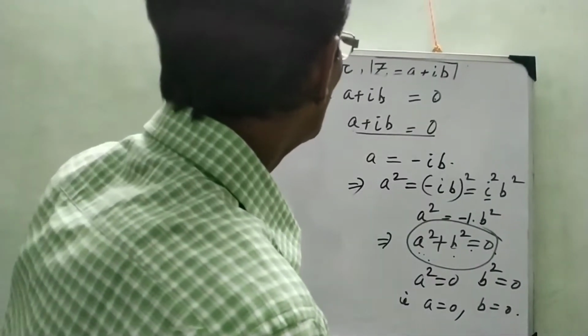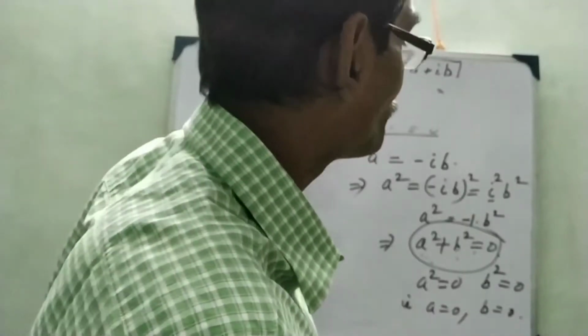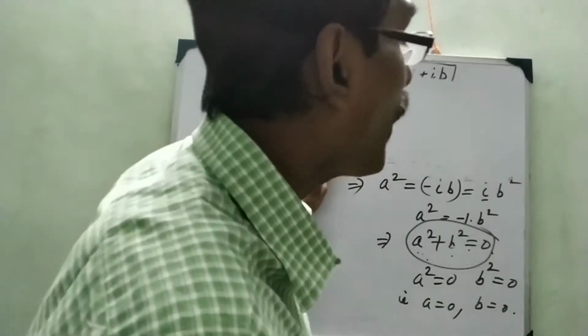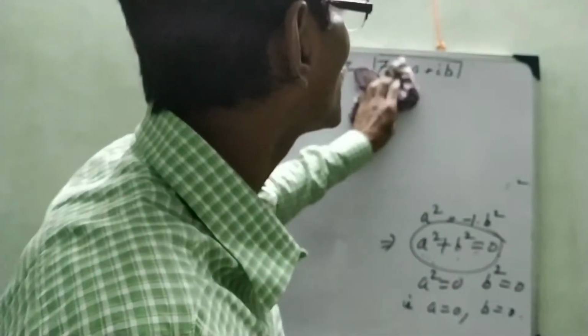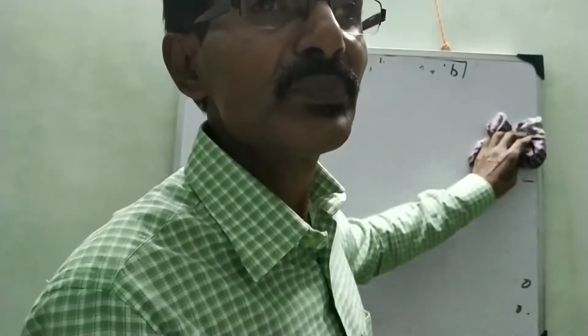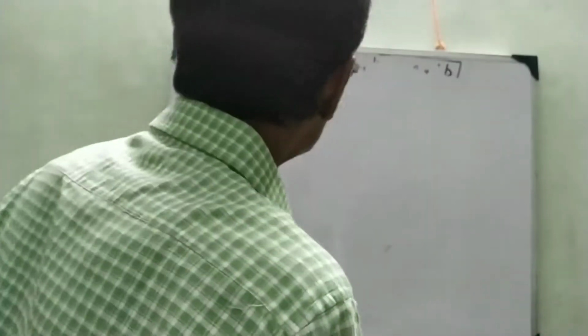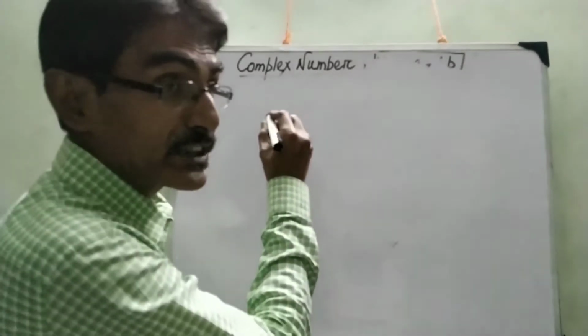When the application comes, we will apply it one by one. Now today I want to discuss the important operations of complex numbers. Operations mean addition, subtraction, multiplication and division of complex numbers. So first, addition and subtraction.